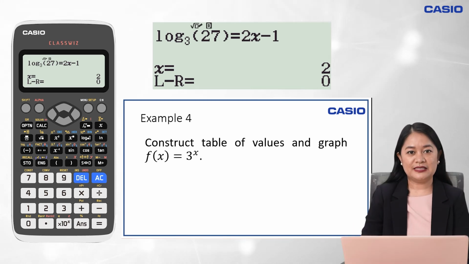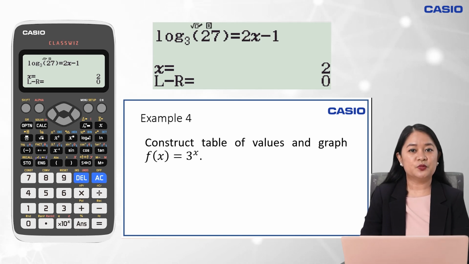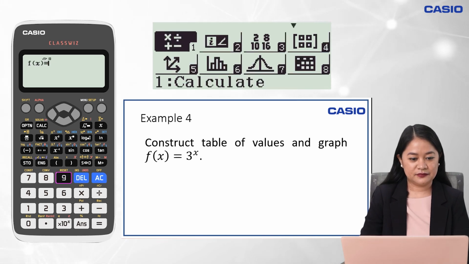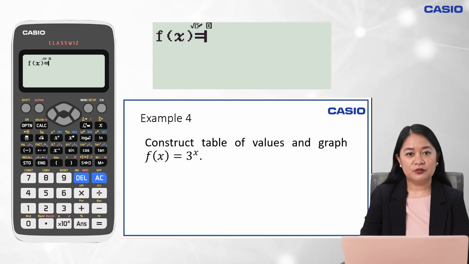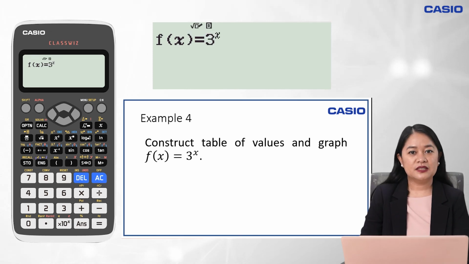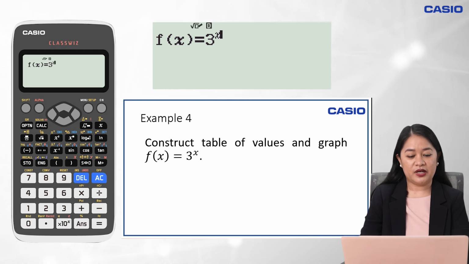Let's proceed to the fourth example. Remember that an exponential function is a function in the form f of x equals b raised to x, where b is greater than 0 except 1, and its domain is the set of all real numbers. To graph this exponential function, we will use the Table menu of CASIO ClassWiz. To proceed, just press Menu and 9. Then input the function by pressing 3, exponent key, and x.